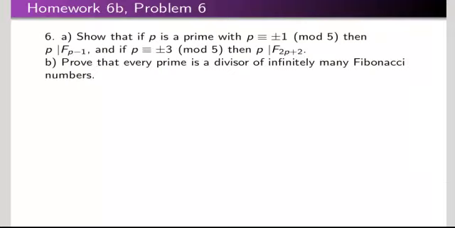Number 6. Show that if P is a prime with P congruent to plus or minus 1 mod 5, then P is a divisor of F(P minus 1). Okay, so this should suggest the theorem we did on these periods. So I said if P is congruent to plus or minus 1 mod 5, then pi of P is a divisor of P minus 1.